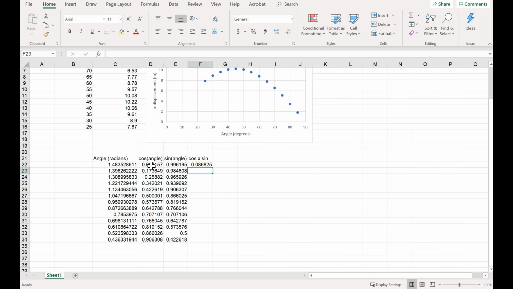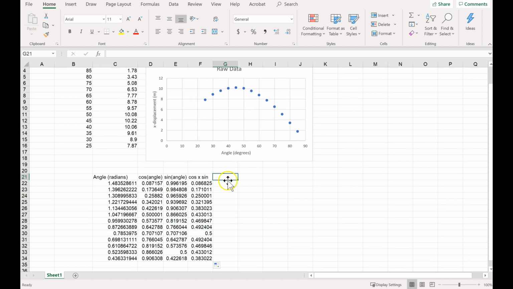We are multiplying these two values together. Select that first product, that is the first cell below cosine multiplied by sine. Move your mouse to the bottom right corner of that cell and double click with your left clicker on the mouse.